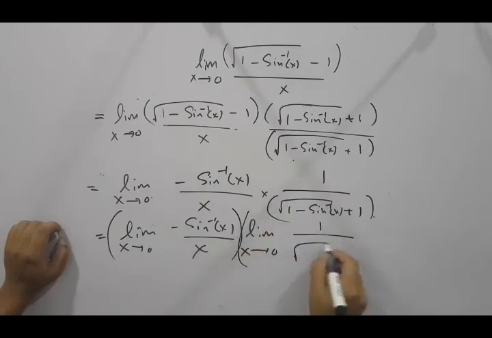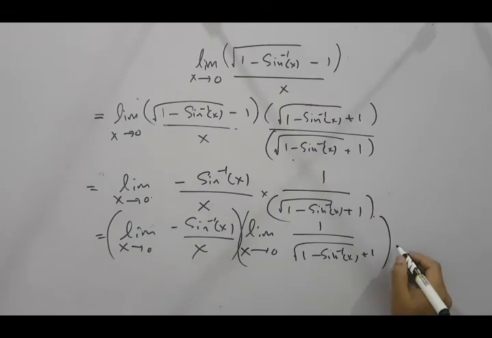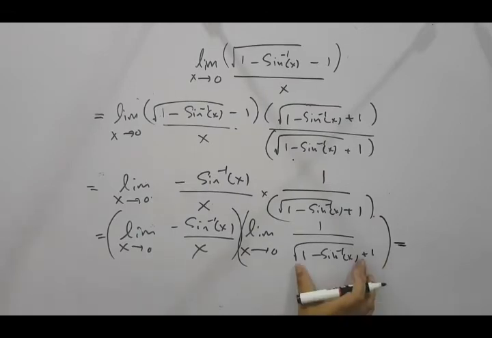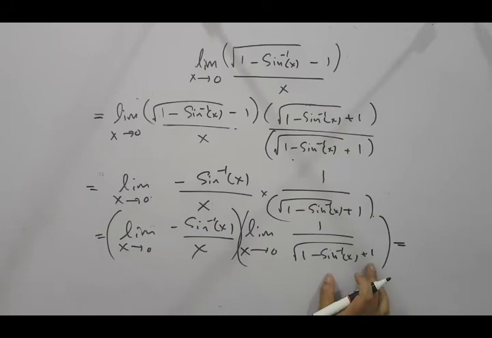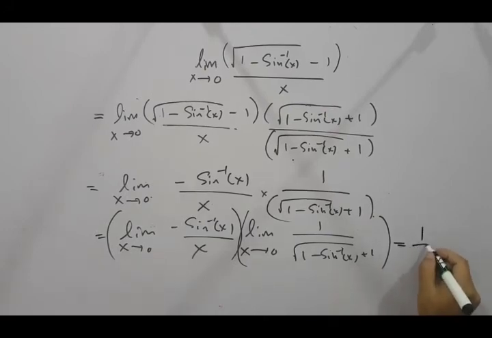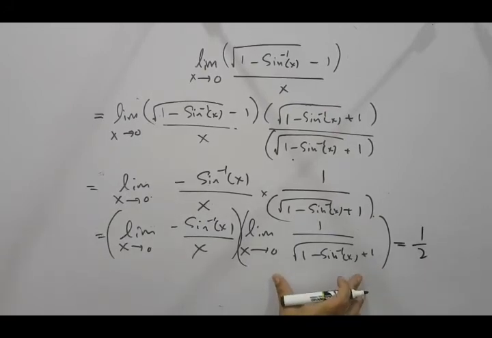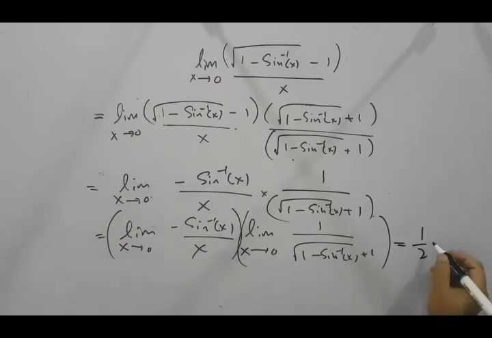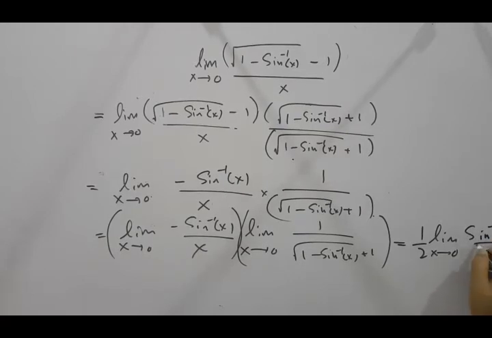Then 1 over square root of 1 minus sine inverse of x, plus 1. Okay, then you are left with, this will give you at x equals 0, 1 minus 0. Sorry, 1 minus 0 is 1. Square root of 1 is 1. 1 plus 1 is 2. So you are left with half. Half, since it is a constant, you can carry it out to the front. Limit x tends to 0, minus sine inverse of x over x.